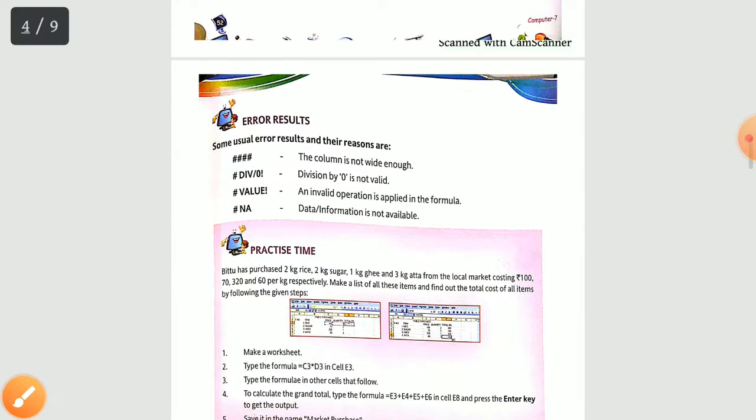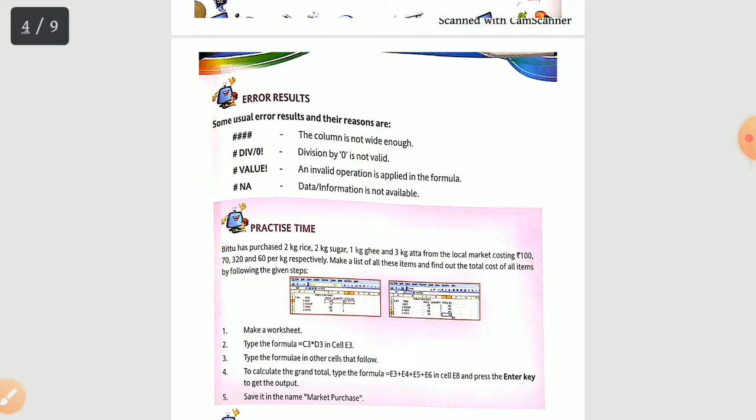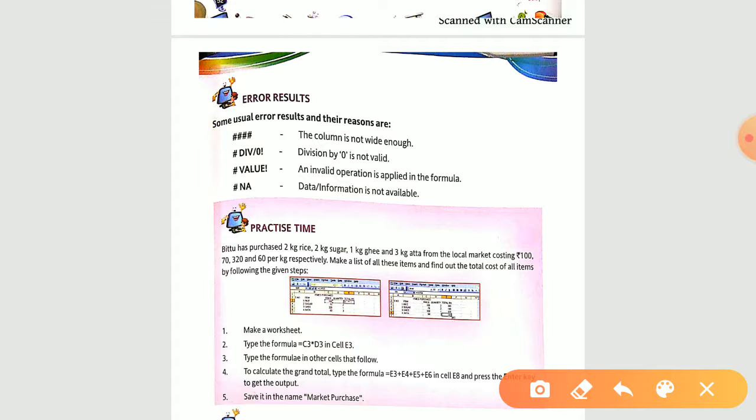Now we are having some error results. Okay, fine. We are going to use some formulas. Now, what happens if we have written a wrong formula, or what happens if we have written a wrong value? Then we will be getting certain errors. Okay, now over here we are having four commonly seen errors.